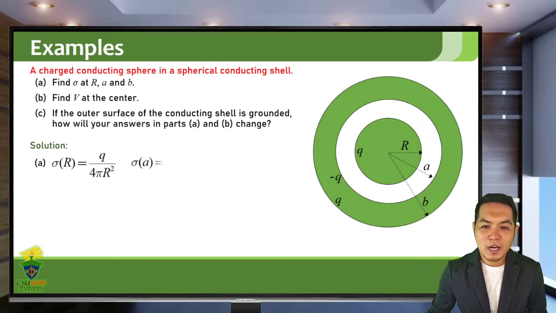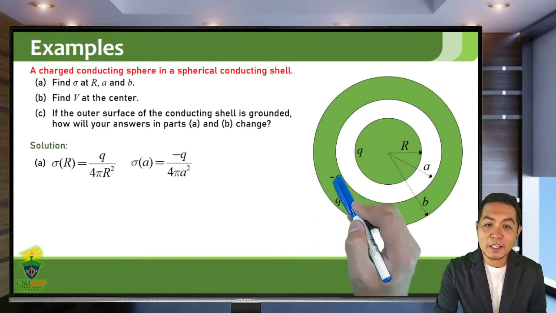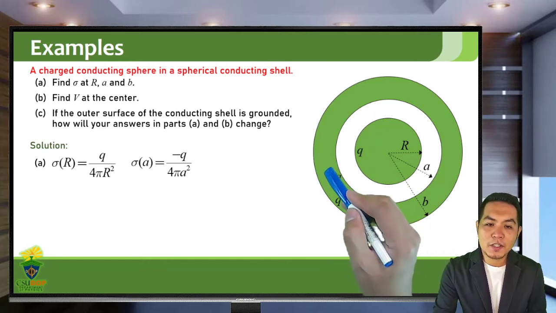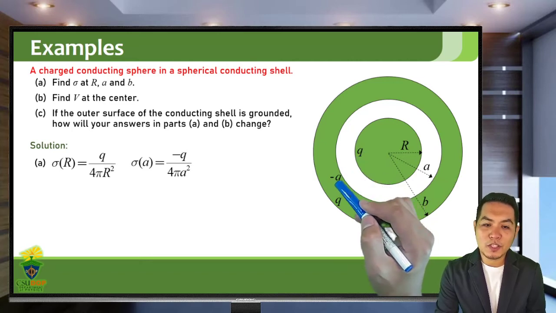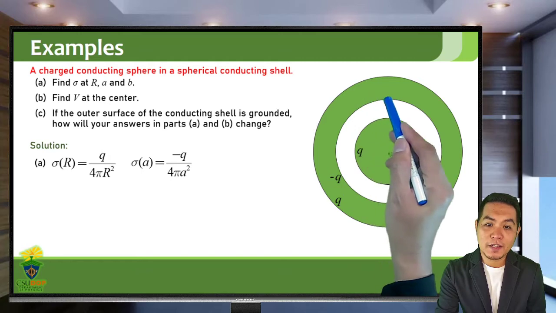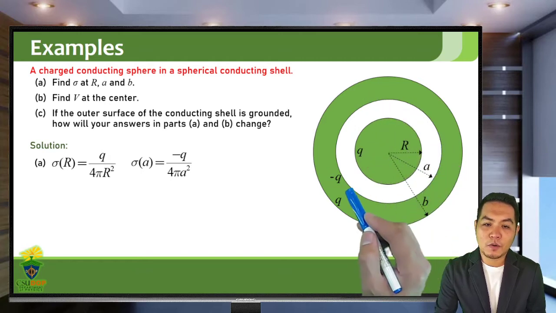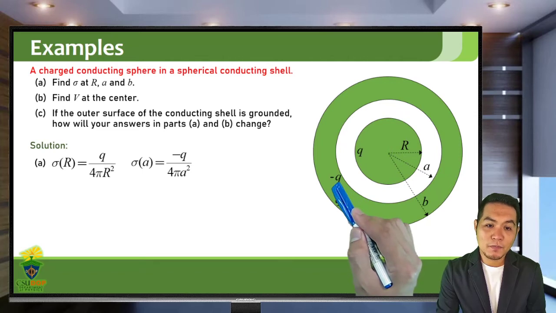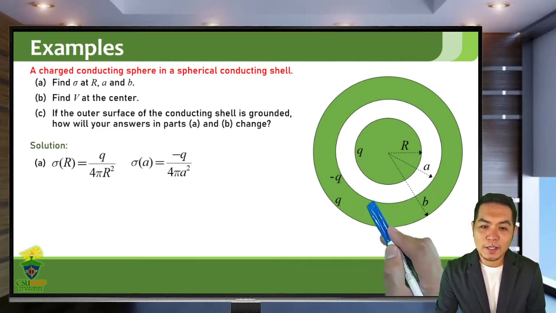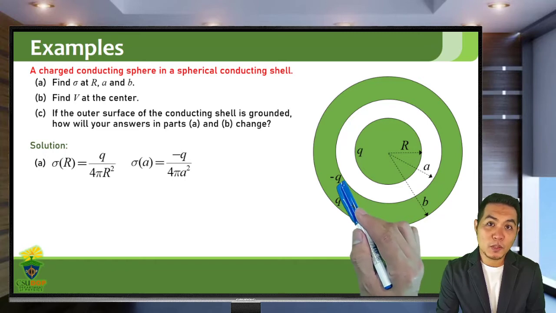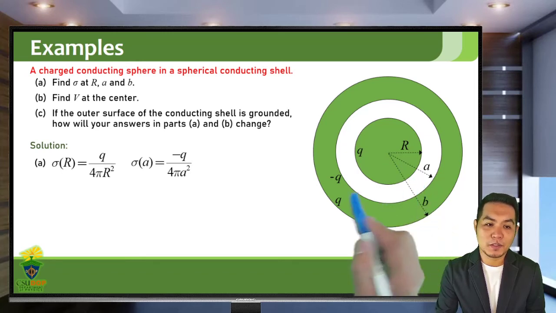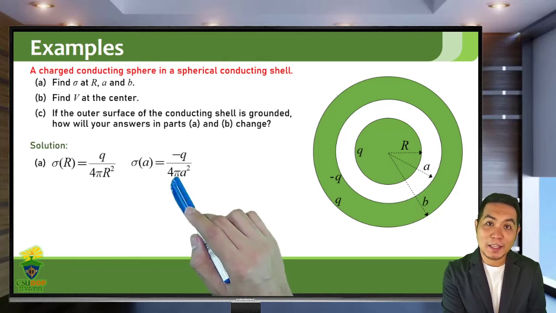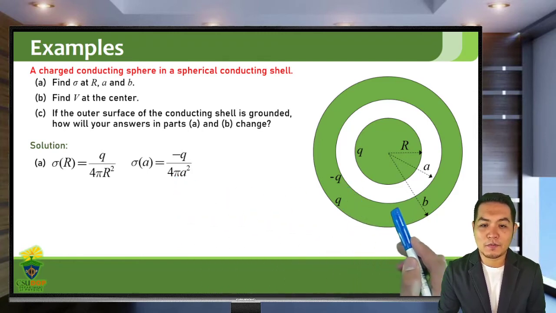How about at r equals A, the inner surface of the conducting shell? Since this is a positive Q, there will be induced charges on the inner surface with a total charge of negative Q. Therefore, the charge density on this surface will be the total charge, negative Q, over the total surface area of this inner surface, which is 4 pi A squared. It's actually negative because this is a negative charge distribution on this surface.